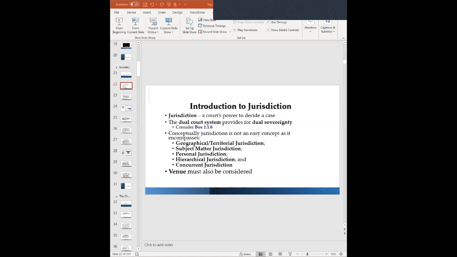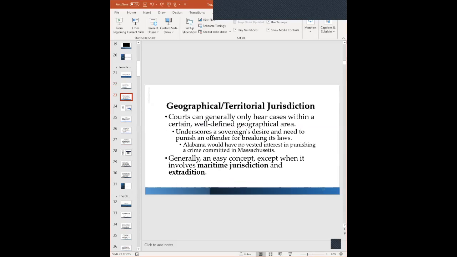So that being said, let's jump into geographical and territorial jurisdiction, right? As kind of said before, courts can generally only hear cases within a certain well-defined geographical area. So this is generally an easy concept, right? If you break the laws of the state of New York, the state of New York can charge you, right? The courts in New York can hear the case. It's well defined. And the whole point is it underscores the sovereign's, the state's desire and need to punish an offender for breaking its laws.